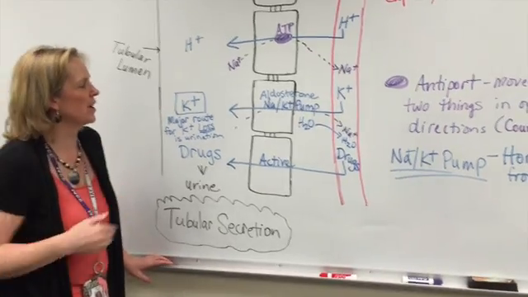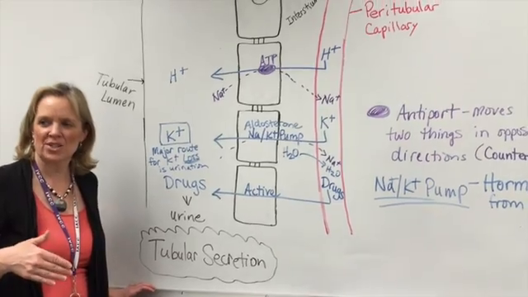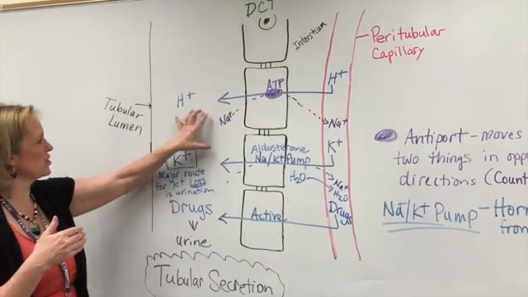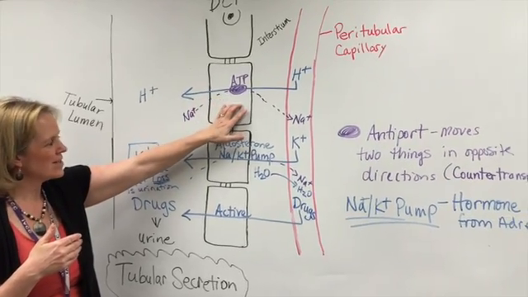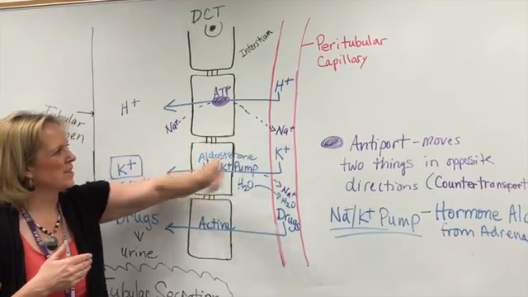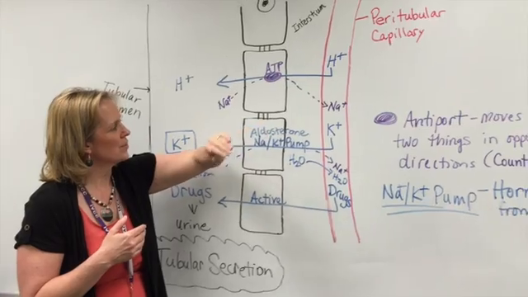Okay, so now we're talking about secretion, which is movement in the opposite direction as reabsorption. In reabsorption, we move things from the tubular lumen across the PCT cells into the interstitium, and then they get picked up by the peritubular capillaries, things like sodium and glucose and water.